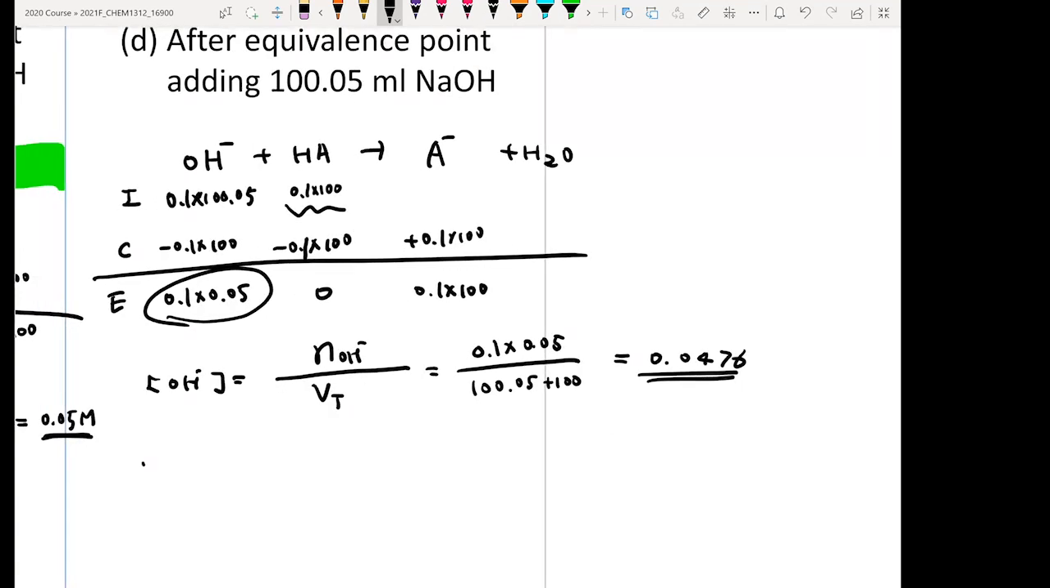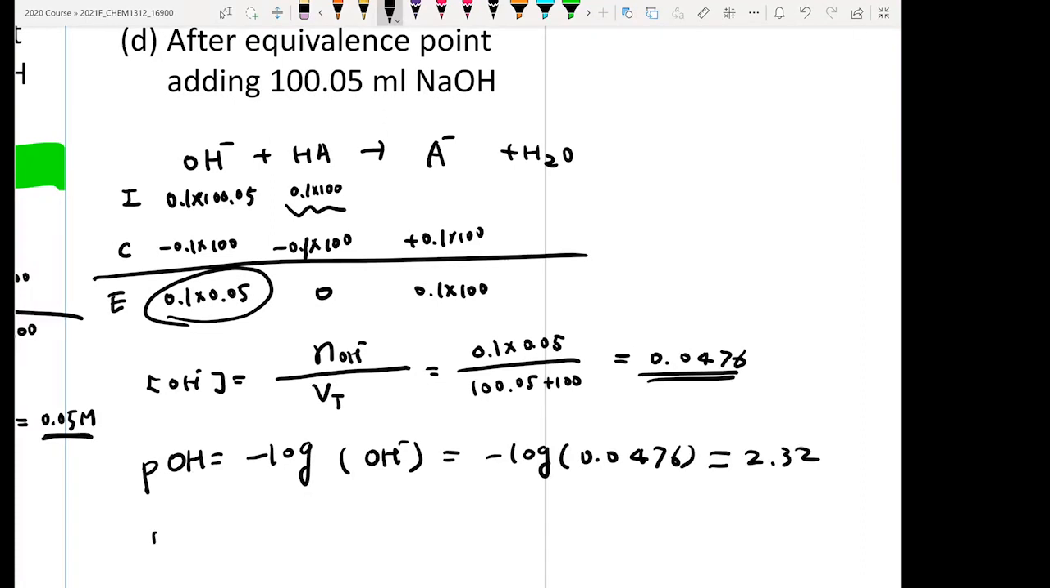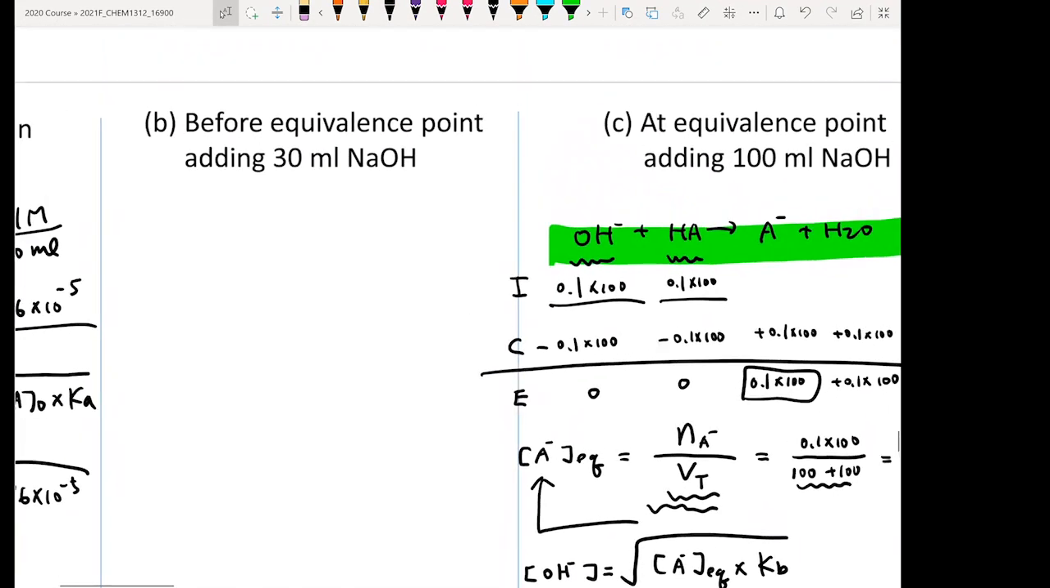From there, you can get your pOH, which equals negative log of OH minus, equals negative log of 0.0476. You're going to get a value of 2.32. Therefore, the pH simply equals 14 minus 2.32, which gives you 11.68. So that's how you calculate pH at zone 4. Now we need to come to zone 2.